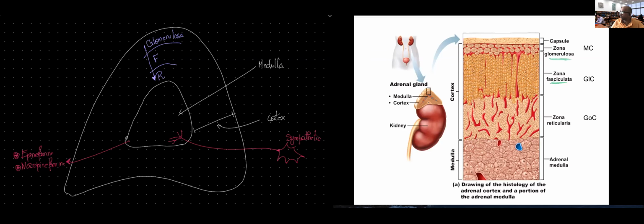Outside, then deeper to it, we've got the zona fasciculata. And then the deepest layer of the adrenal cortex is going to be the zona reticularis. What's going to be produced from all those three zones? From the zona glomerulosa, we're going to be releasing a set of hormones called the mineralocorticoids.